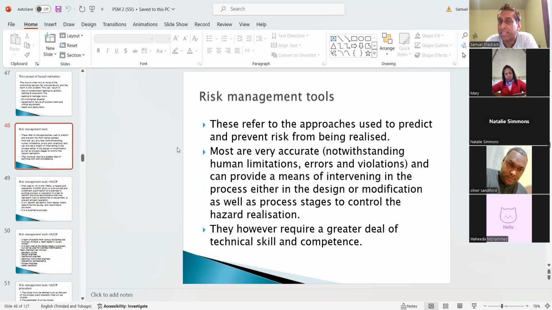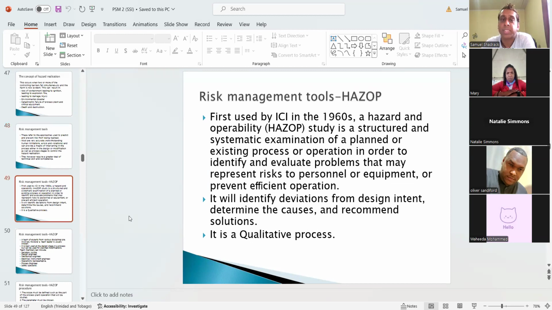And can provide a means of intervening in the process, either in the design or modification, as well as process stages to control the hazard realization. They, however, require a greater deal of technical skill and competence. These advanced techniques require a greater deal of technical skill and competence, right? So the first thing we're going to look at, we mentioned this word last week, is something called a hazard and operability study, first used by the Imperial Chemical Institute, I think, in 1960.